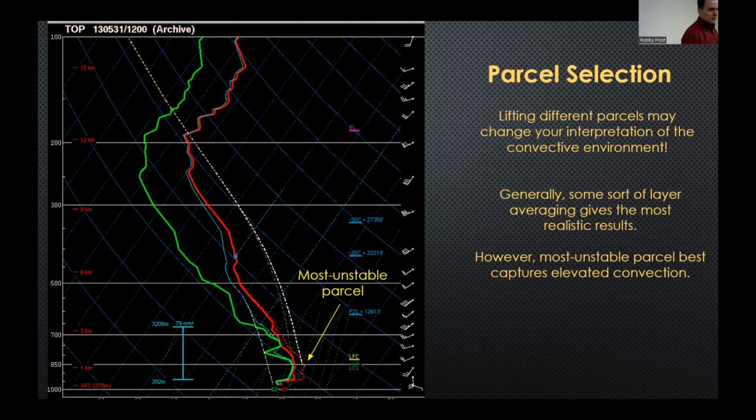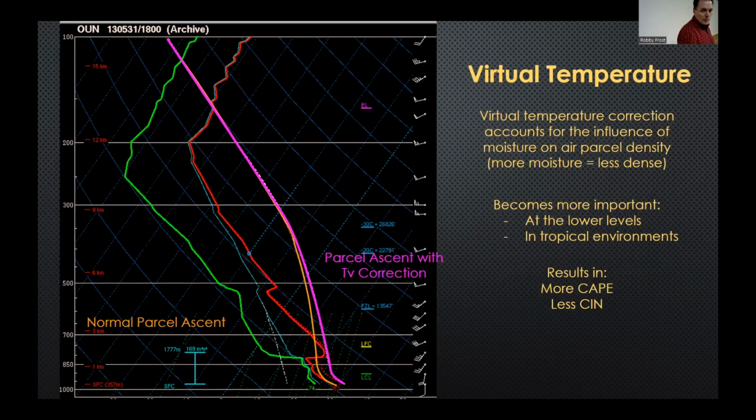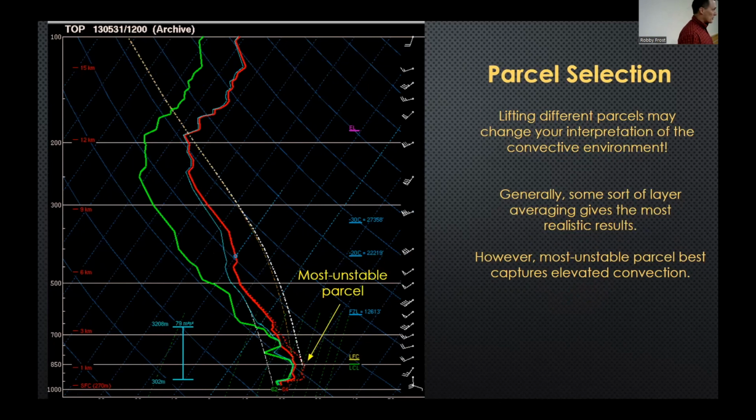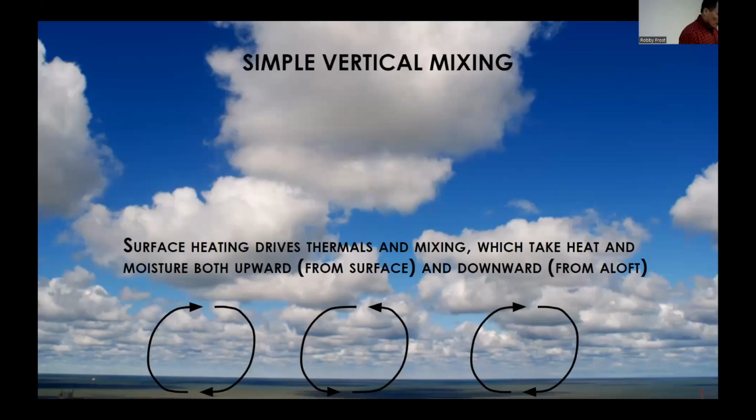Well, what if you just take the worst-case scenario? This is what we call the most unstable parcel. So you can see from this, CAPE makes a huge difference depending on what your parcel choice is. Is there any right answer all the time? No, and this is where you have to understand the environment to figure out what is a reasonable choice for the day.